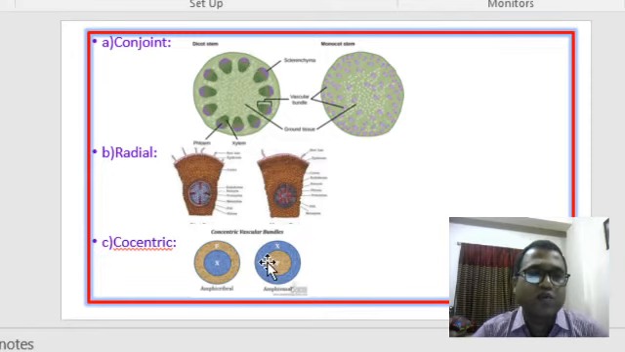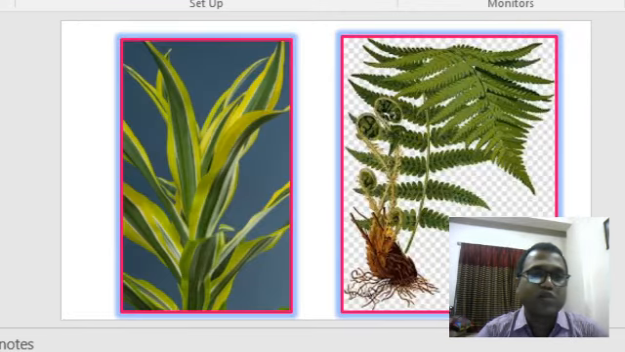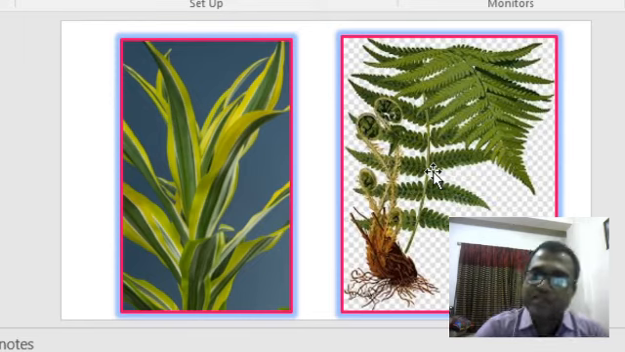And this one is the concentric vascular bundle. This one is the hydrocentric. That means xylem remains in the center and phloem remains in the peripheral zone. And this one is the leptocentric vascular bundle. In this vascular bundle, phloem remains in the center and xylem remains in the peripheral zone. And this is an example of concentric vascular bundle. This plant is known as Dracaena. In Dracaena, leptocentric vascular bundle is found, and this one is a type of pteridophyta. In this plant, hydrocentric vascular bundle is present.